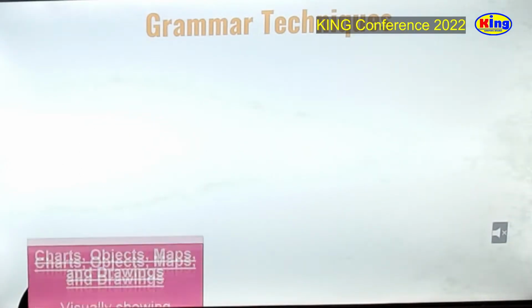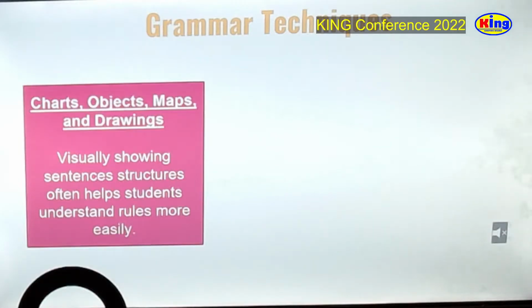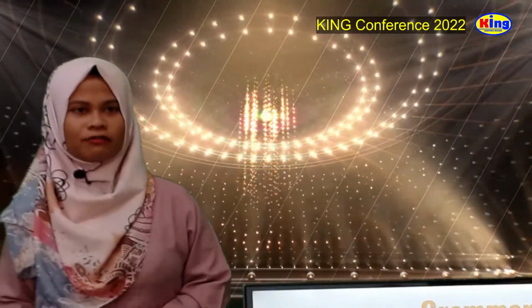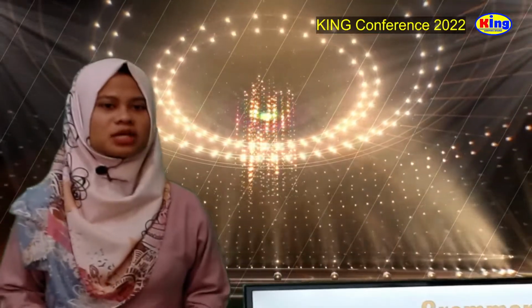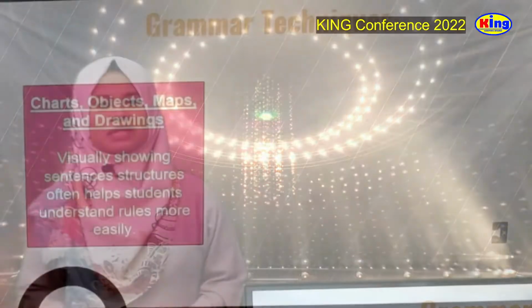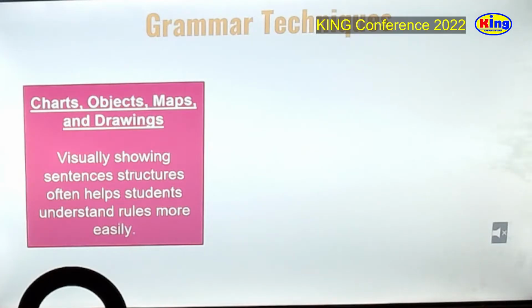All right, then grammatical techniques. There are 6 techniques that Brown promotes here. The first one is about charts, objects, maps, and drawings. Visuals showing sentence structure often help students understand rules more easily. I give you 2 examples here. The first one, I use a drawing. What picture is it? It's a bridge. What grammar will we teach?